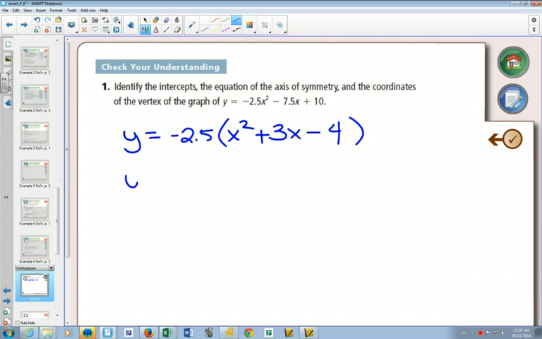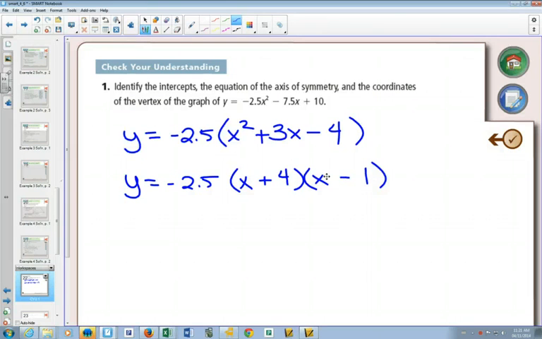Can I factor that? Bracket, bracket. To get an x squared, have to be x and x. To get 4, 2 and 2 or 4 and 1? What's going to make 3? 4 and 1. The 4 would have to be positive and the 1 negative to get the negative 4, and to make sure that my outside and inside make positive 3.